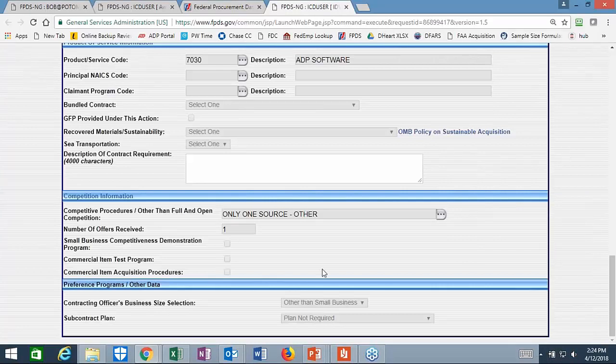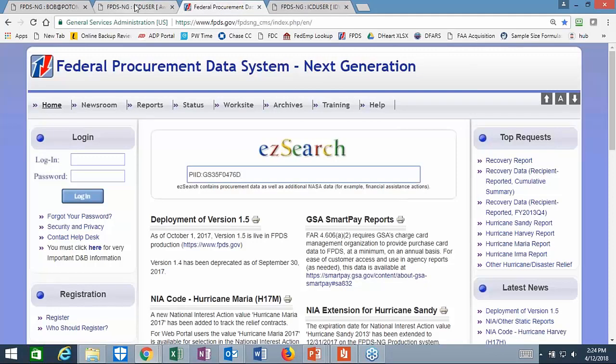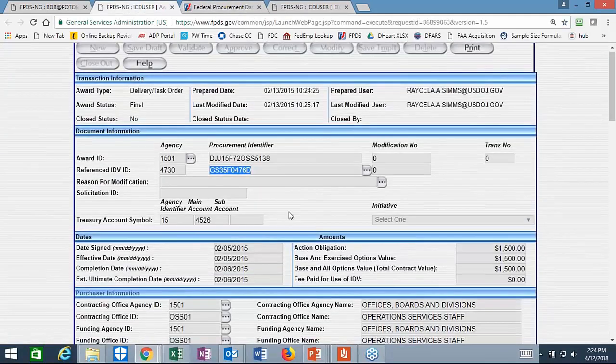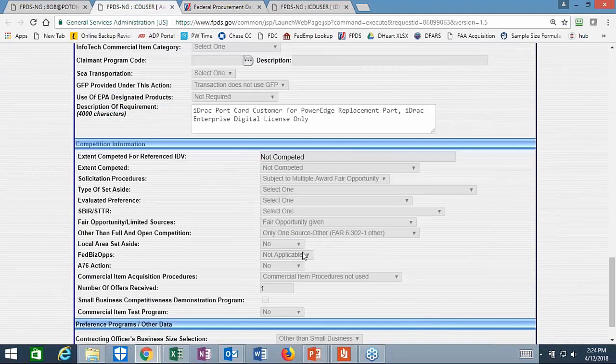Better now. So this is a GSA contract that just has one offer on it. It came through as not competed. And since this field was open, they put fair opportunity given mistakenly. We'll look at some more examples of that.